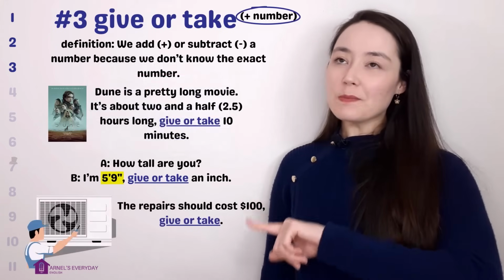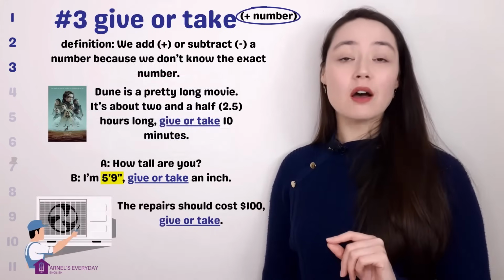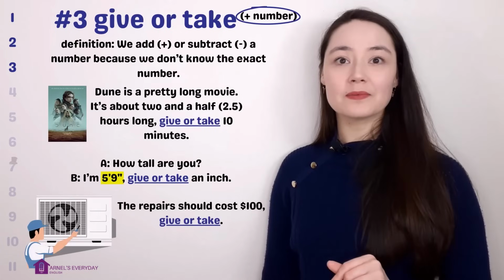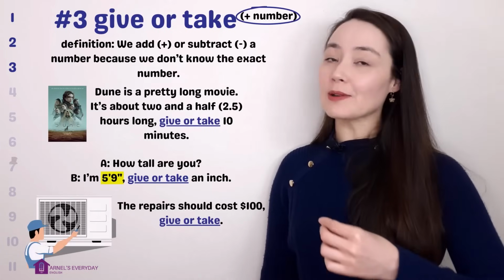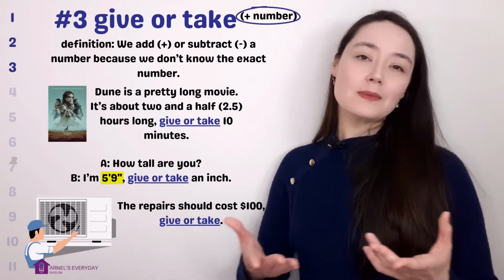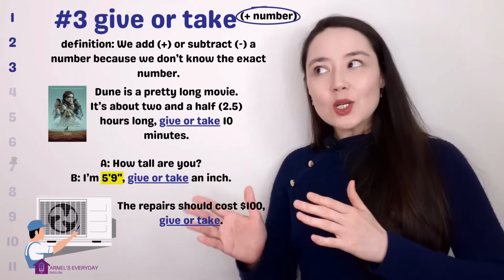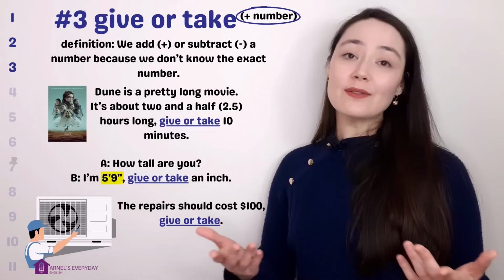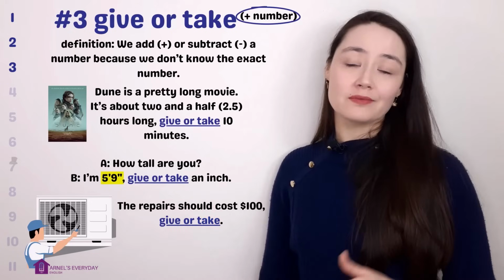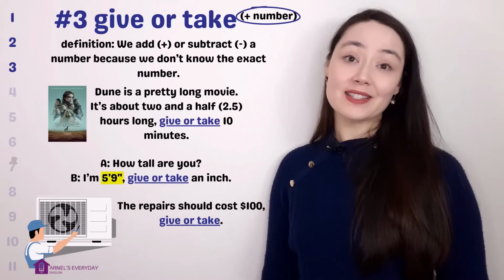The repairs should cost $100, give or take. You can see in this example, I'm not giving you a number. Sometimes it's obvious. It should be about $100, give or take a couple of dollars, give or take $10.